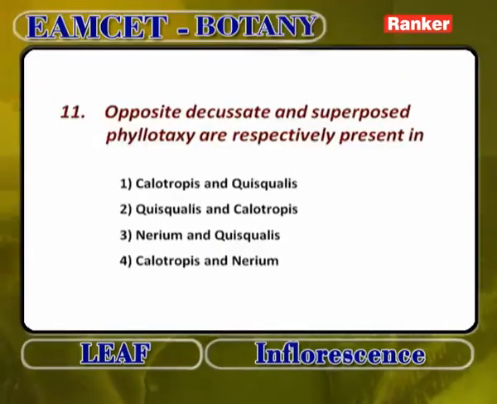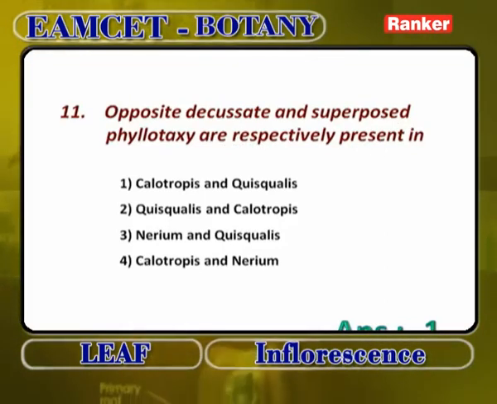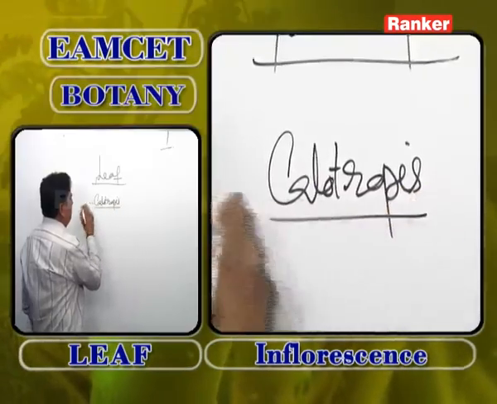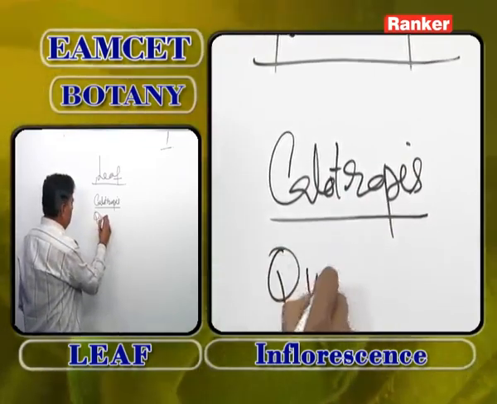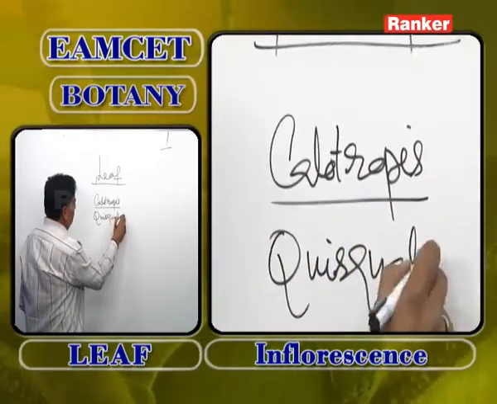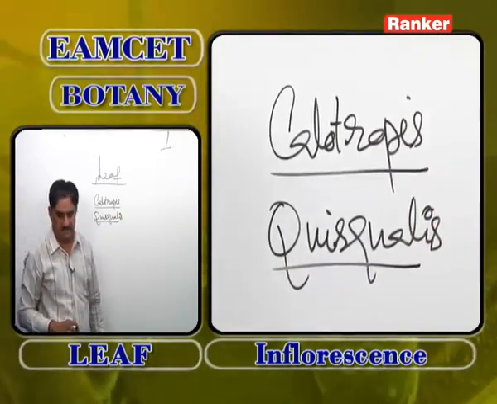Next, opposite decussate and opposite superposed phyllotaxy are respectively present in. Opposite decussate, just now I told, is found in Calotropis because here the opposite leaves are arranged at right angles to each other. Then opposite superposed phyllotaxy is found in Quisqualis. So for this the answer is Calotropis and Quisqualis.